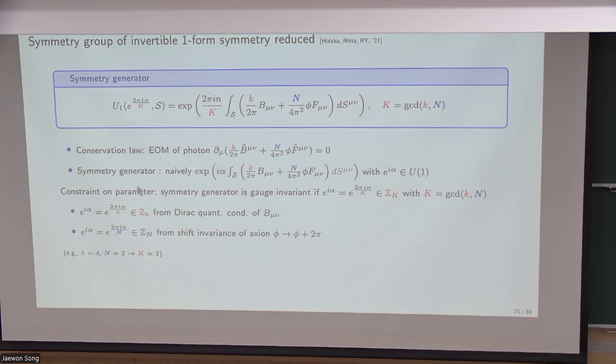By this constraint, the parameter of the symmetry is reduced. For example, for k equals 4 and n equals 2, the capital K is reduced to 2. So the group of the symmetry generator is reduced, and the Aharonov-Bohm phase generated by this one-form symmetry generator is also reduced.